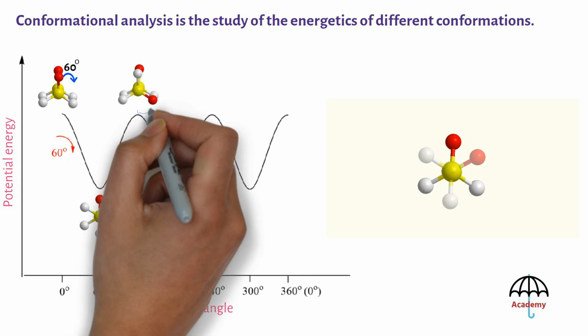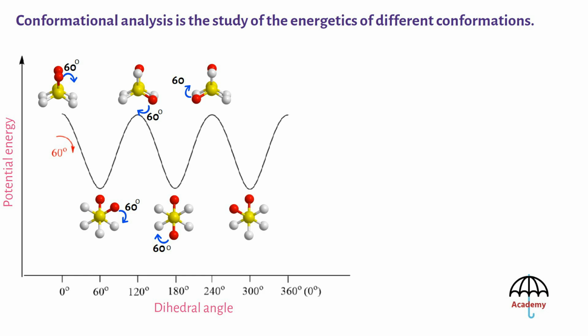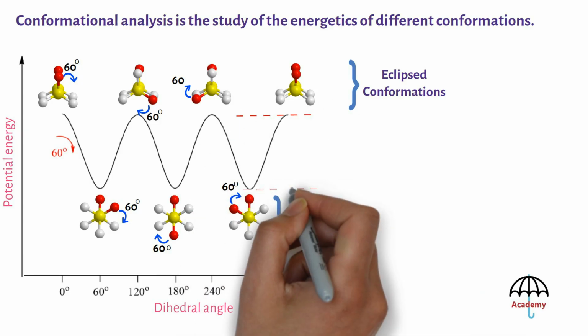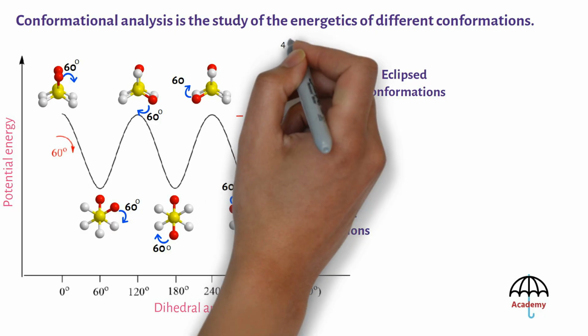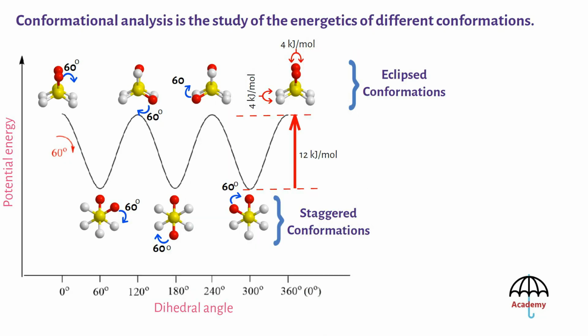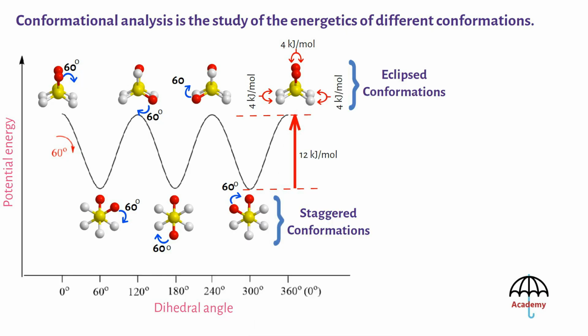In a similar way, if we keep on rotating the front carbon by an amount of 60 degrees clockwise, we will get these conformations. These are all eclipsed conformations. And these are staggered conformations. The energy difference between the conformations is 12 kilojoules per mole. That means each C-H bond on front carbon eclipsing a C-H bond on back carbon contributes 4 kilojoules per mole. In other words, staggered conformation is more stable or lower in energy than the eclipsed conformation by 12 kilojoules per mole. This is the barrier to rotation from staggered to eclipsed.